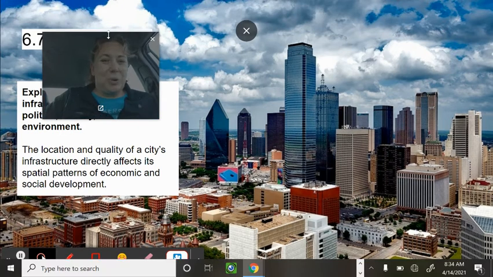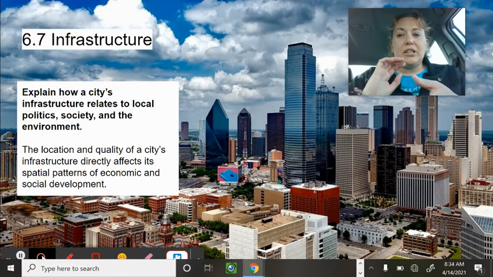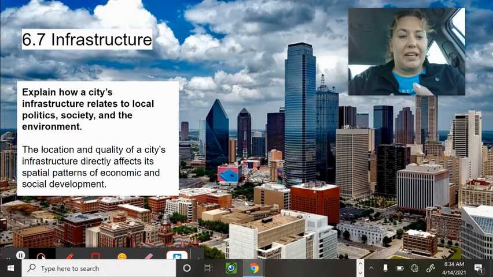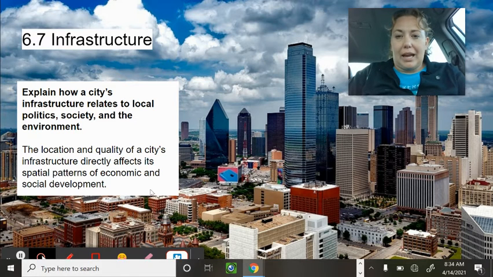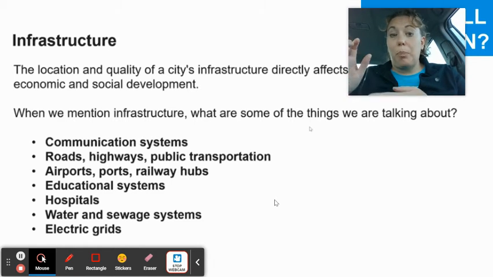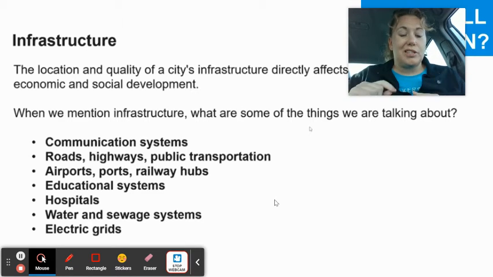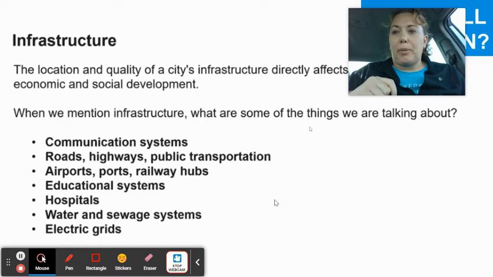Okay, 6.7, infrastructure. The quality and location of a city's infrastructure directly affects its spatial patterns of economic and social development. So, what is infrastructure? Communication systems, roadways, highways, public transport, airports, ports for boats, railways, education systems, hospitals, water and sewage systems, electric grids.